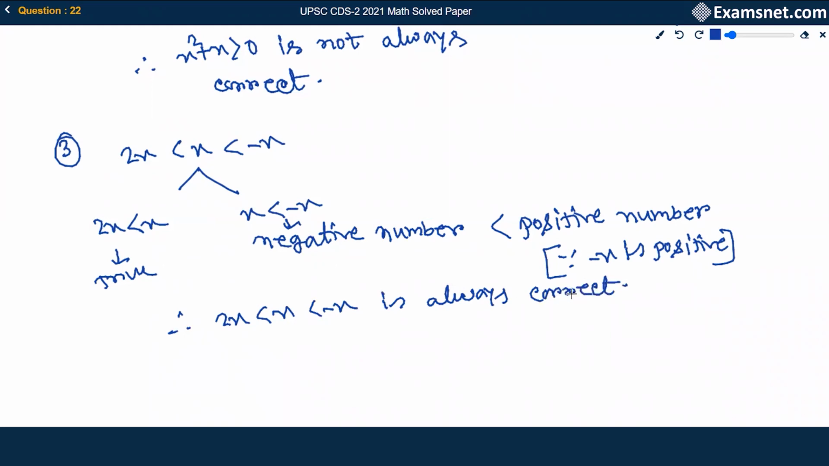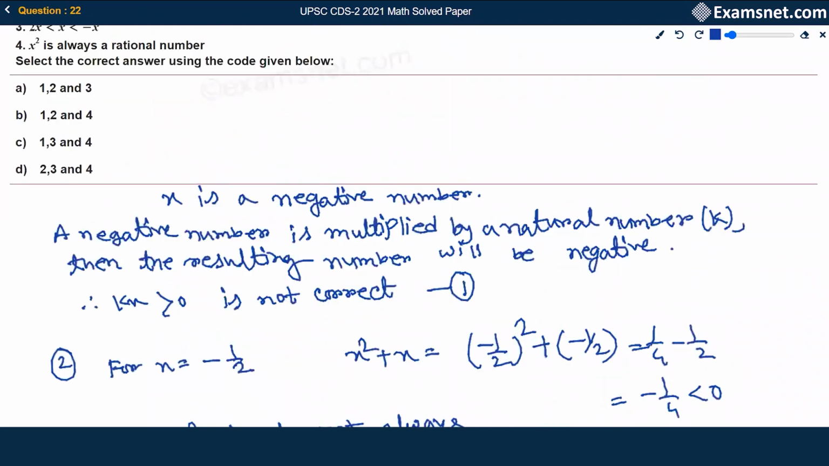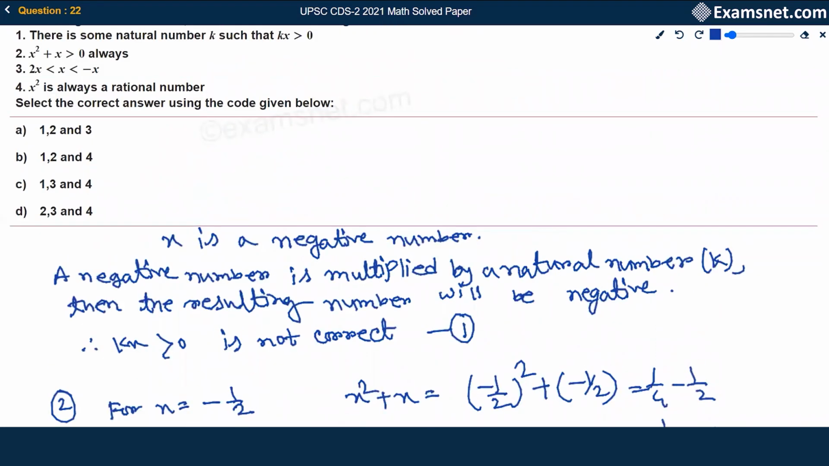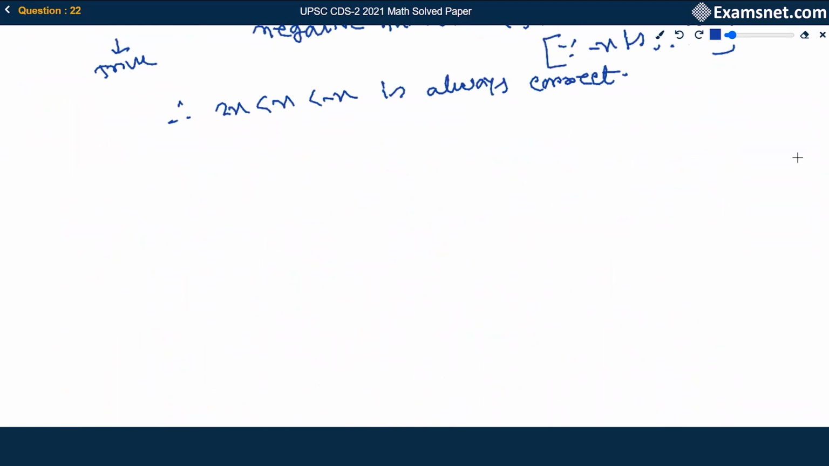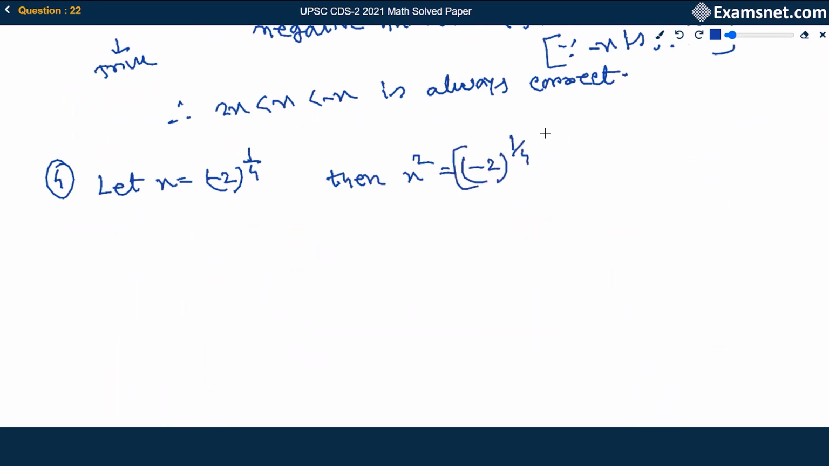Is always correct. Now it's time to check the fourth statement. X square is always a rational number. Okay, so let's check it. For the fourth statement, we can assume x equals (-2) to the power 1/4. Okay, we are assuming this way. Then x square will be ((-2)^(1/4)) whole square.